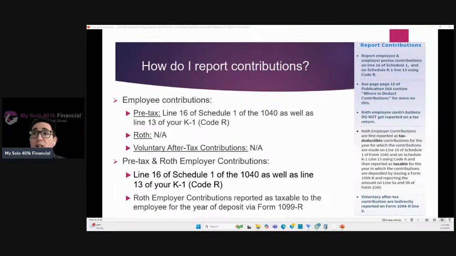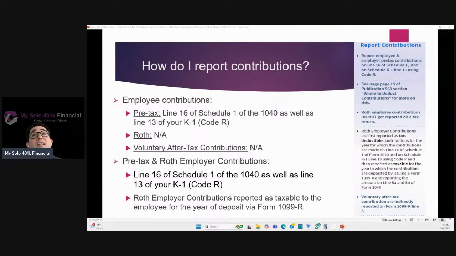Now, if it's a voluntary after-tax contribution, voluntary after-tax contributions are a type of employee contribution. If your business is taxed as a partnership, likewise, there's no place to report that on your personal or business tax return. So just like with the Roth employee contribution, it's N/A in terms of how do I report voluntary after-tax contributions on my tax return where my business is taxed as a partnership. There's no place to report it.